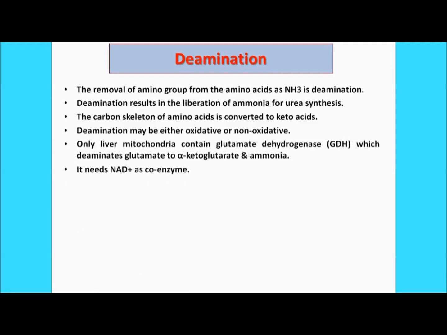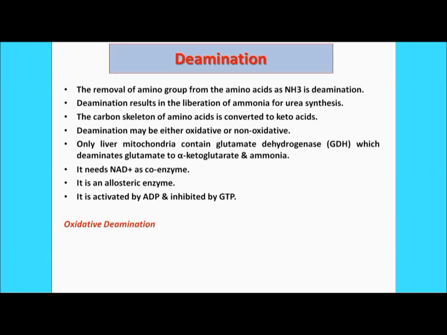Now this process needs NAD positive as the coenzyme for this reaction. Moreover, this enzyme is an allosteric enzyme. So it is activated by ATP and inhibited by GTP. So it has two sides, one is the initiator side and one is the inhibitor side, right?